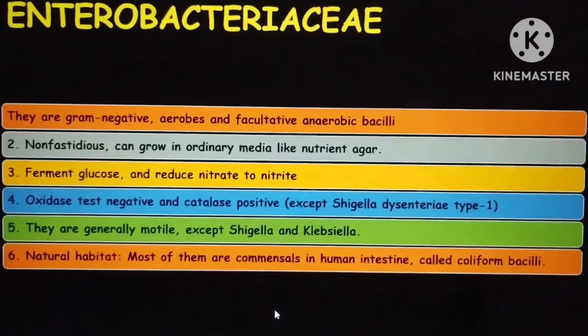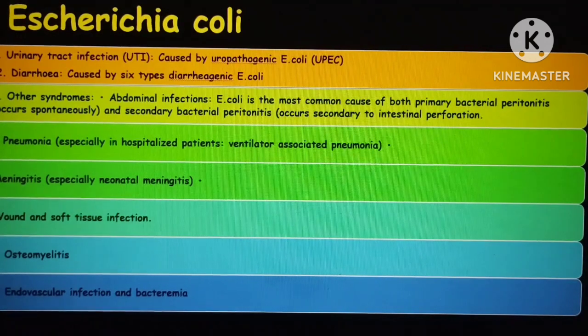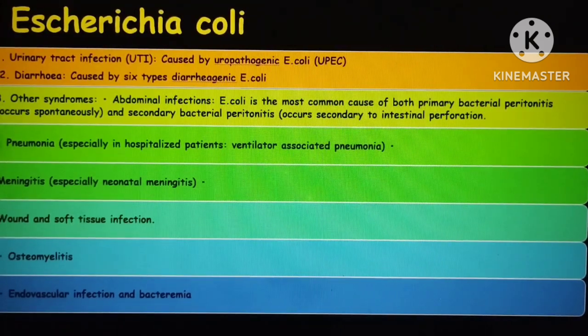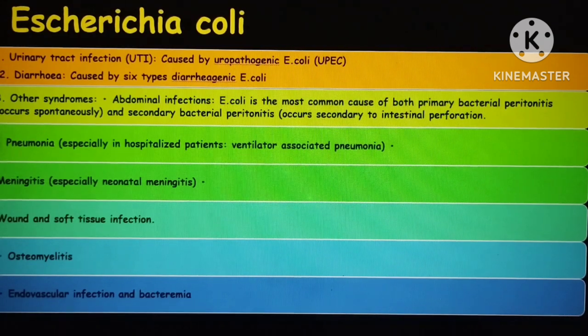Among the Enterobacteriaceae, first we will be dealing with E. coli. As the name E. coli, you always remember it usually causes urinary tract infection, right? Urinary tract infection is usually caused by uropathogenic E. coli. And next, diarrhea is usually caused by the diarrheal strains, which have 6 types.